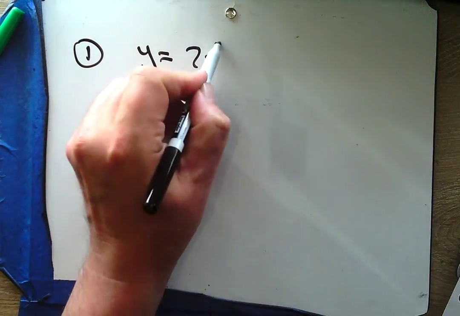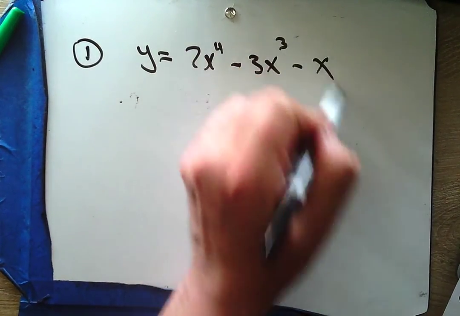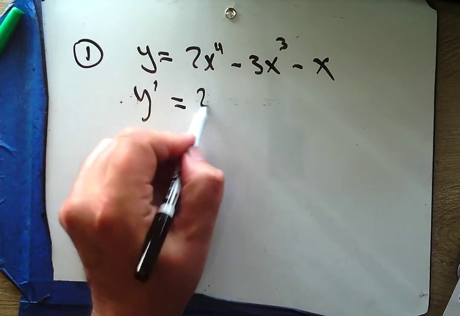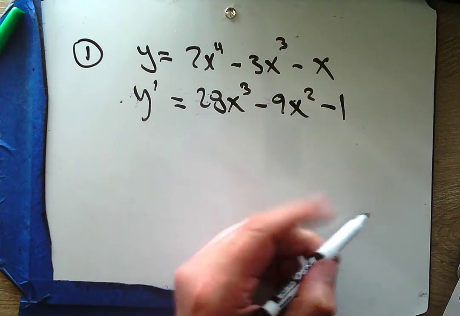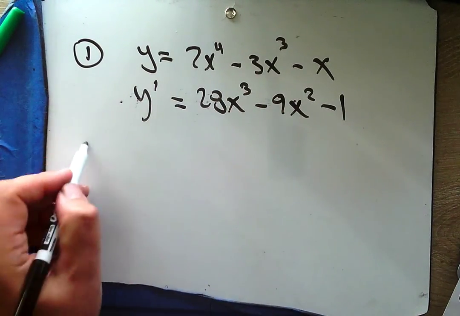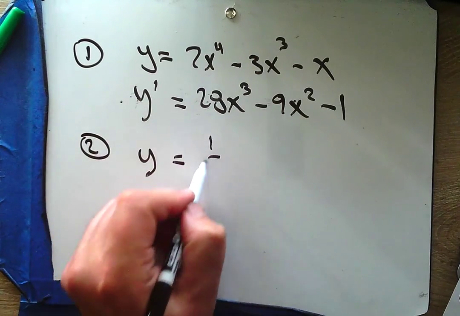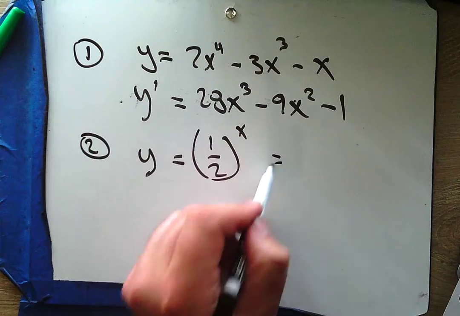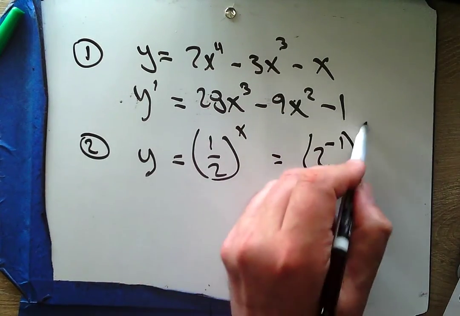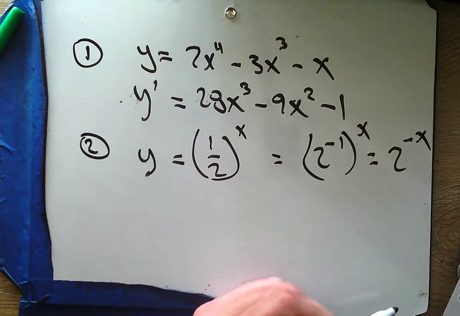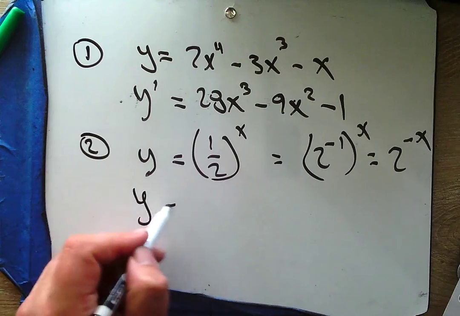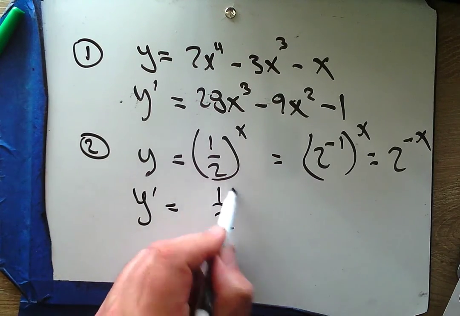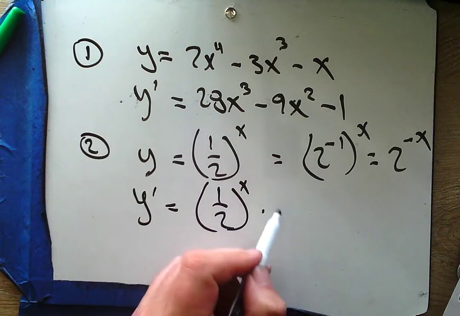Okay, number 1. Y equals 7x to the 4th minus 3x to the 3rd minus x. So y prime is going to be 28x to the 3rd minus 9x squared minus 1. Okay, that's what the answer is in the answer column. Nice. 2, y equals 1/2 to the x. You know, if you really want to screw with people, you just turn that into 2 to the negative x. And so the derivatives for either of these should be the same. We know that the derivative of an exponential is itself times ln of the base.